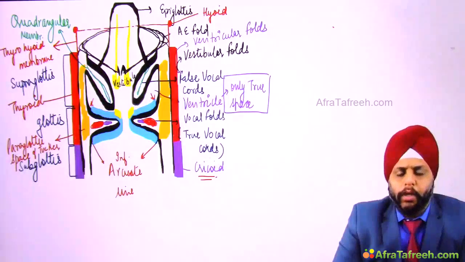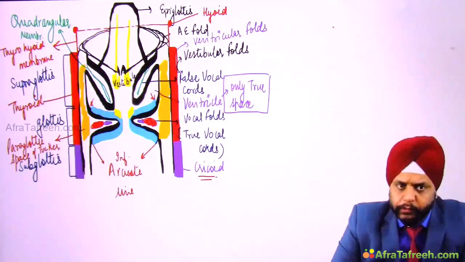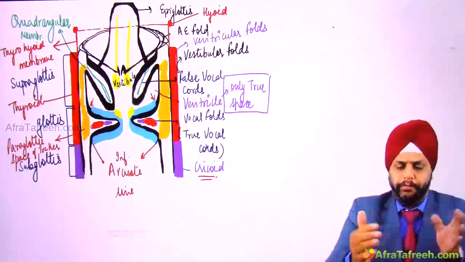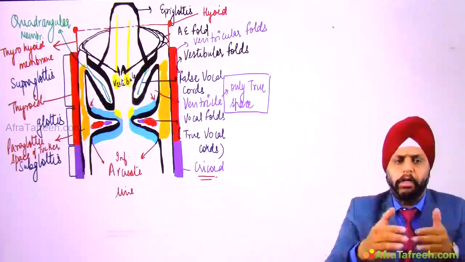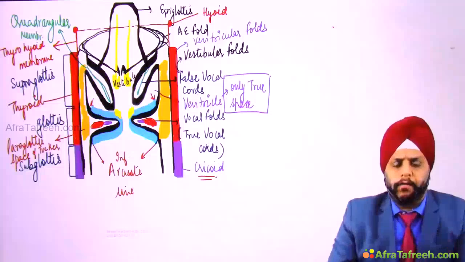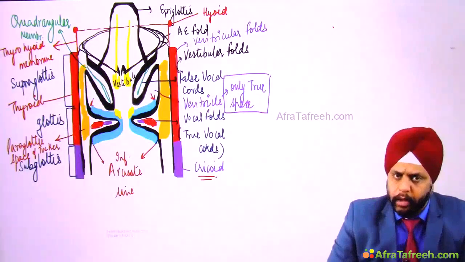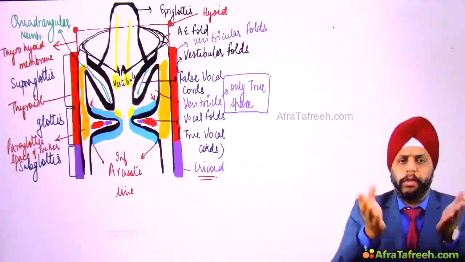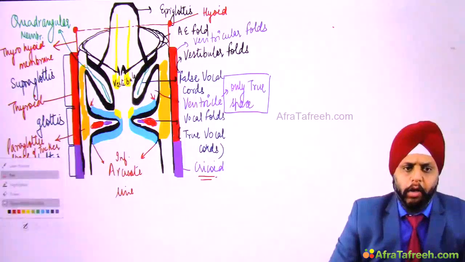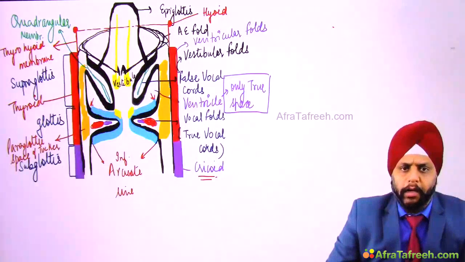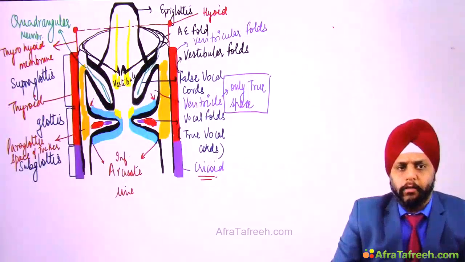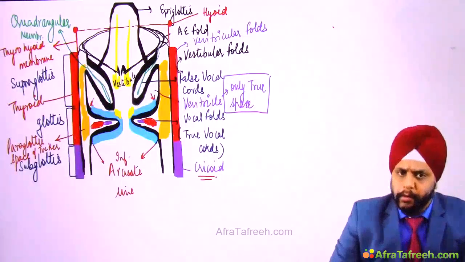So what are the boundaries of paraglottic space? Let's look at this diagram. The anterolateral boundary is formed by the thyroid cartilage. Anteriorly and laterally we have the thyroid cartilage, right? What about the superior medial boundary? As you see over here, the superior medial boundary of this space is formed by the vestibular folds along with the quadrangular membrane.